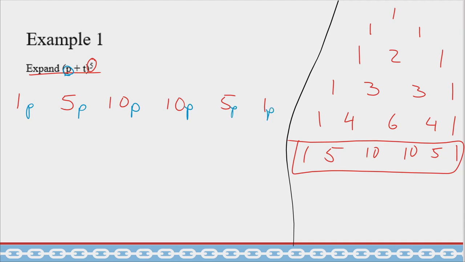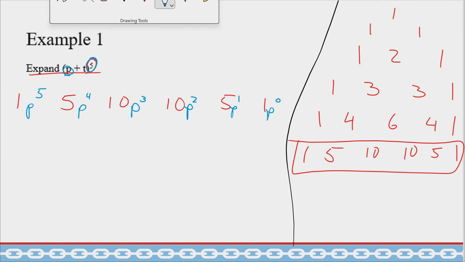And when I do that, I have to remember they're all also going to have an exponent. So I'm going to start with this 5, and then I'm going to decrease it: 4, 3, 2, 1, 0.